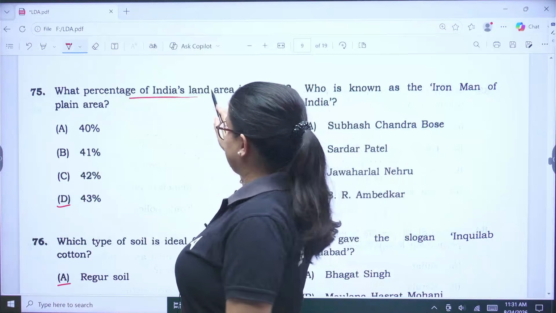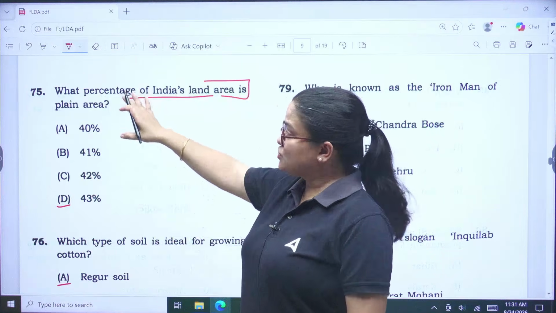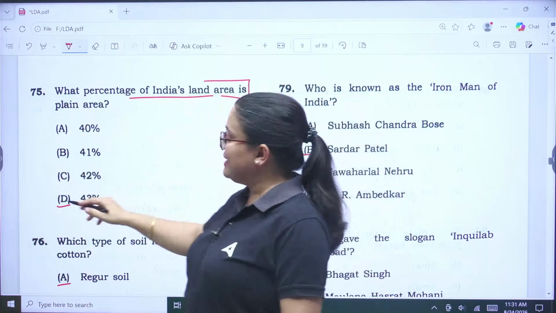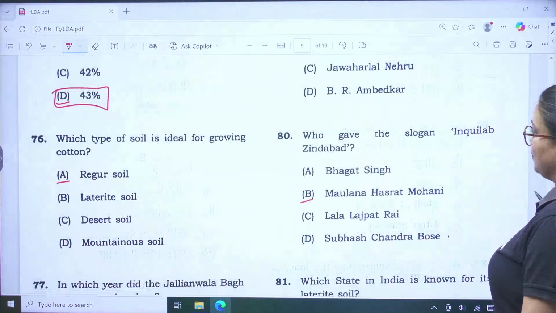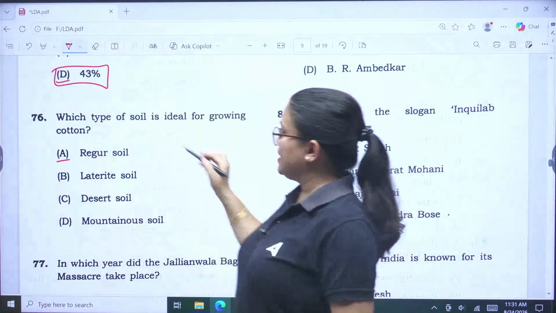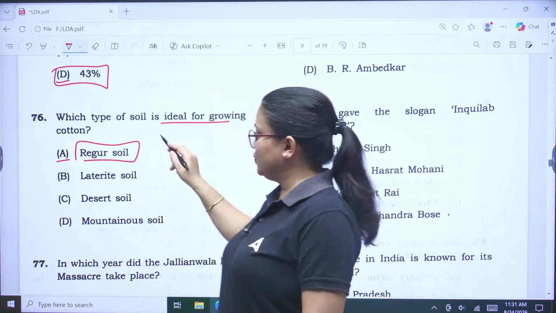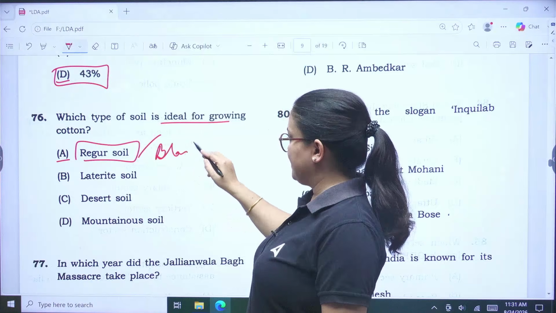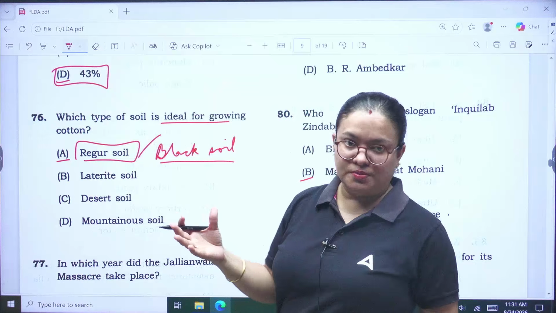Next, what percentage of India's land area is plain area? Whenever we say plain area of India, it is 43%. Next, which type of soil is ideal for cotton? It is also known as Regur soil, and it is also known as black soil. Maximum are found in the states of Maharashtra, Gujarat, and a few areas of Chhattisgarh.